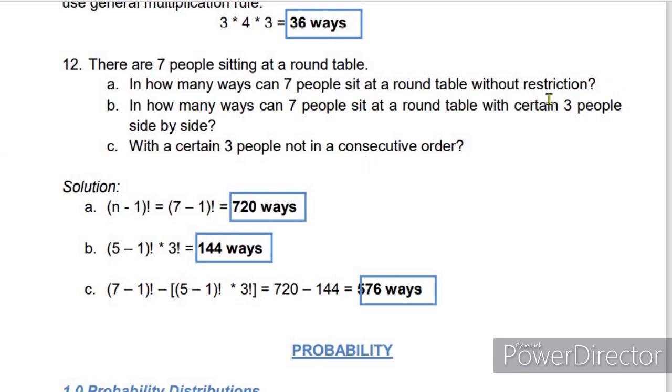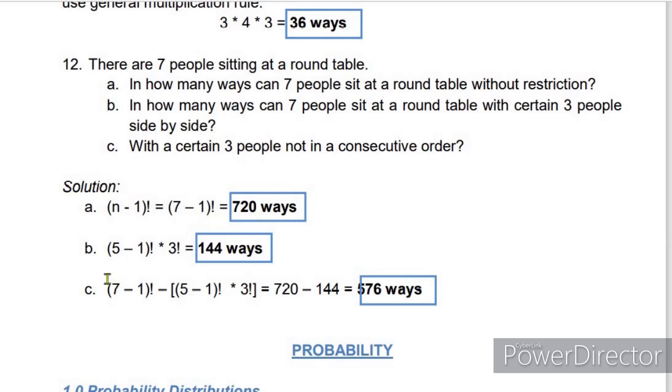is without restriction, meaning repetition is allowed. Okay, so the factorial of the quantity n minus 1 is equal to... the value of n here is 7 because there are 7 people. So 7 minus 1 is 6. So 6 factorial is 720 ways.